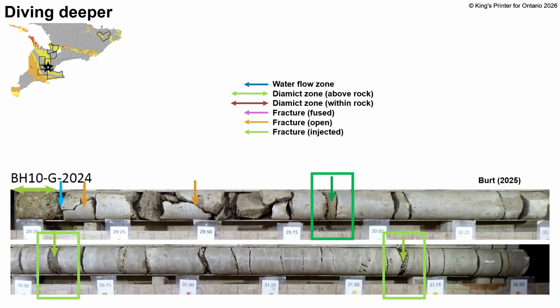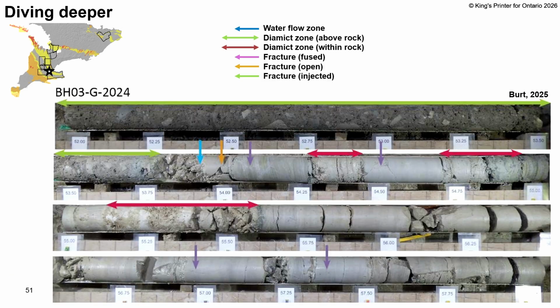Here's an example from Guelph, from Abigail's drilling last fall. And this one's interesting. The two colors of boxes are showing you two different facies of till that have been injected, suggesting that there are multiple events. This wasn't a single pulse. This is happening multiple times, potentially during multiple glaciations.